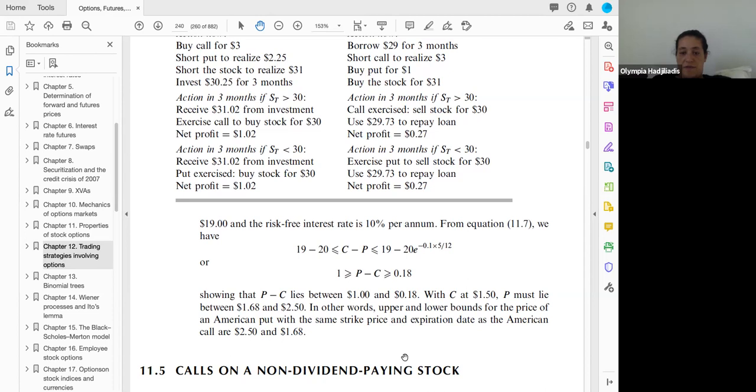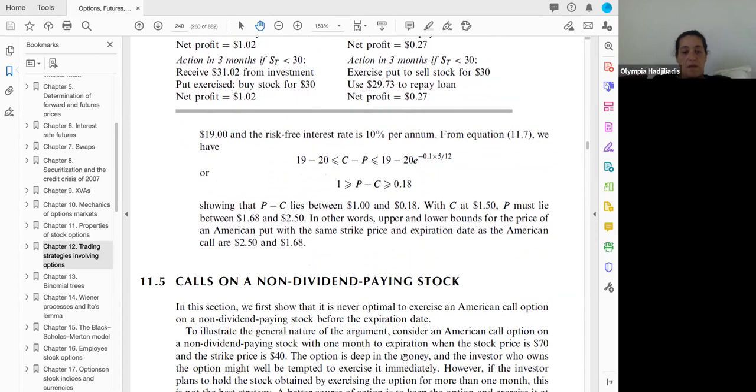With C at $1.50, P must lie between $1.68 and $2.50. In other words, the upper and lower bounds for the price of an American put with the same strike price and expiration date as the American call are $2.50 and $1.68. So the prices of the American call and American put are related to one another. Let's talk about calls on a non-dividend paying stock.